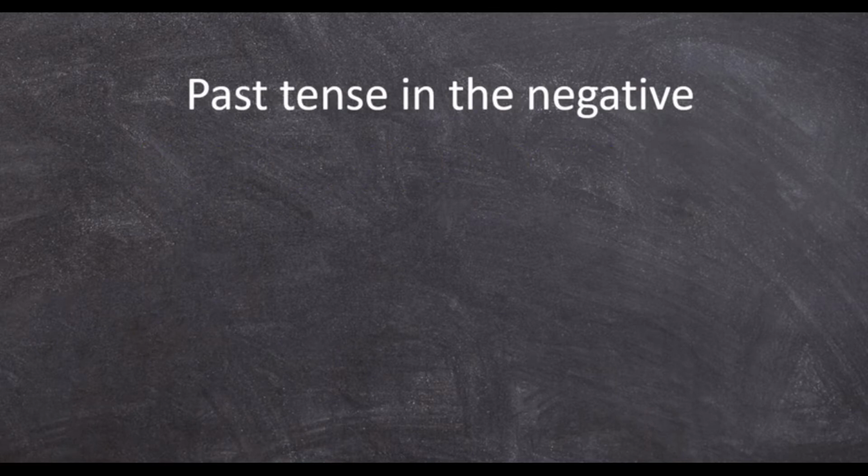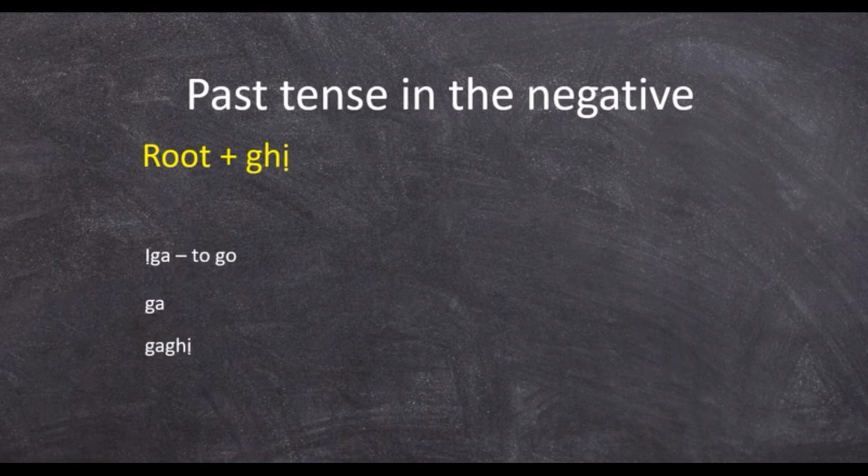Okay? Past tense. It's even easier to make a verb negative in the past tense. So just get to the root of the verb and add a ye to it. It becomes negative. Okay? So go is ega. Ga is the root. If you just add a ye, you have gaye. Gaye ahia, I did not go. Gaye ahia, I did not go to the market.